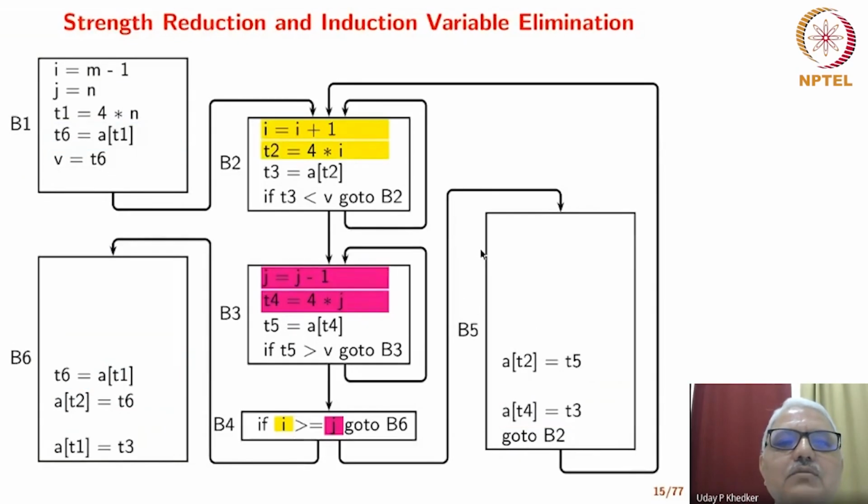So let's talk about strength reduction and induction variable elimination. This is another optimization. An induction variable is a variable that controls a loop, used for the loop, and we can eliminate those variables. And we talk about strength reduction.